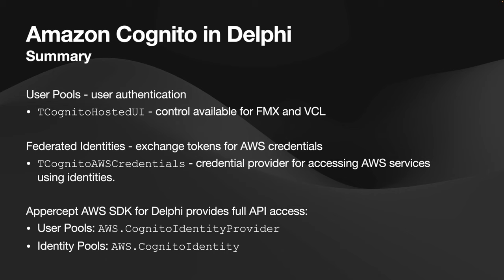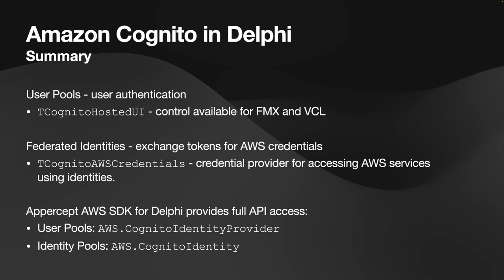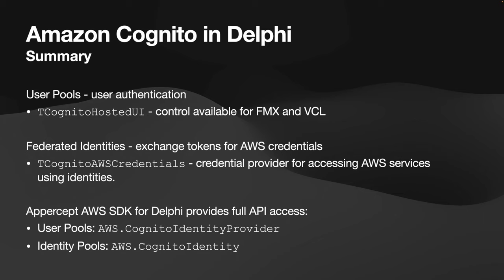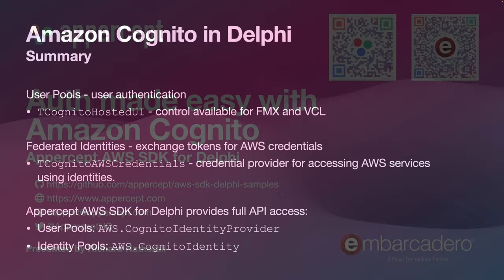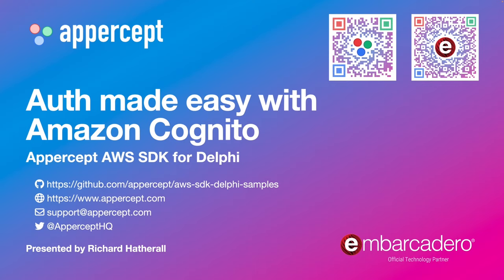All you need to do is import the relevant unit, so AWS.CognitoIdentityProvider for user pools and AWS.CognitoIdentity for identity pools. And once you import those, you'll have access to the clients and all of their actions. So if you want to do something custom, you know, building maybe your own completely bespoke native user interface for authentication, you can do that, as well as use a lot of the more advanced features of Cognito. You'll have direct access to everything you need there. So that was Auth Made Easy with Amazon Cognito and Appercept AWS SDK for Delphi.